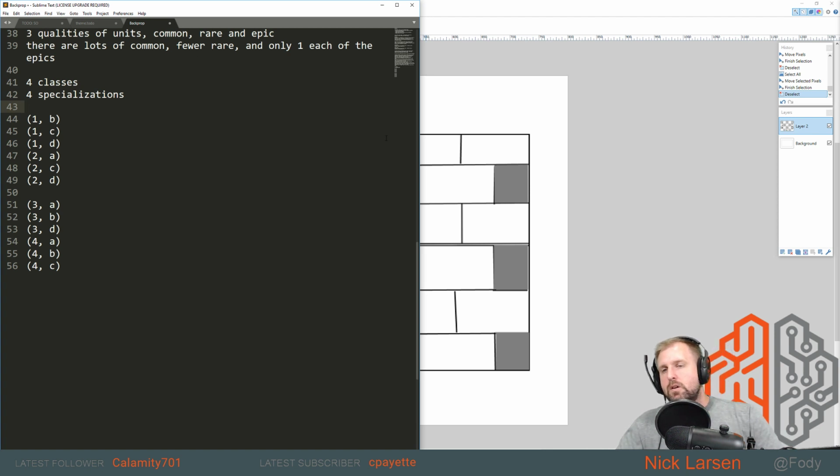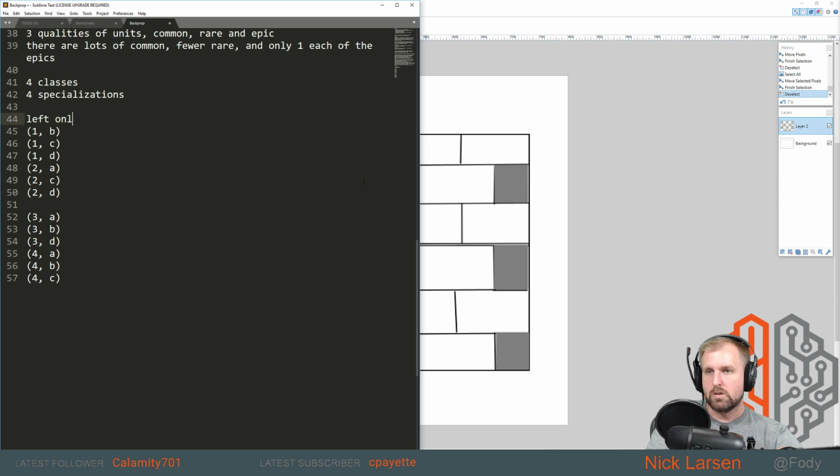Okay. So, left only, right only. Okay. On the left, you can absolutely have two units that share a specialization, but don't share a class.